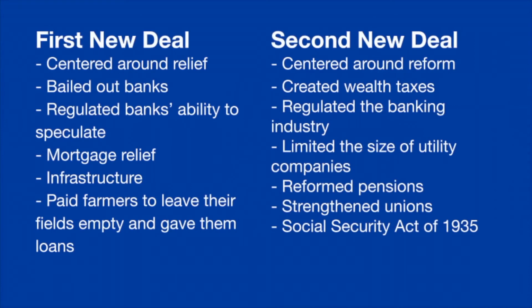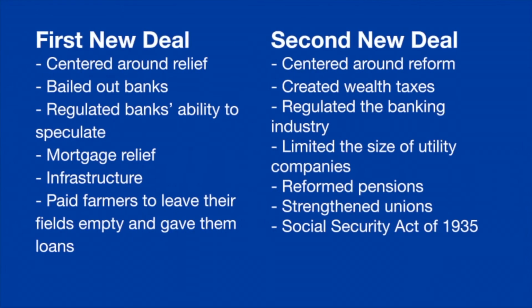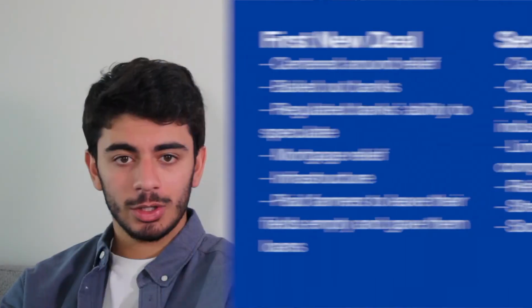Relief. First New Deal. In terms of saving the banks, new legislation ensured bank deposits, bailed out banks, and regulated their ability to speculate. Bank speculation is basically when a bank buys an asset it hopes will grow in value. So there's some risk there. In order to help the unemployed, new legislation provided mortgage relief to millions of Americans who lost their homes. There were also policies designed to create jobs, to expand highways and other public works projects.